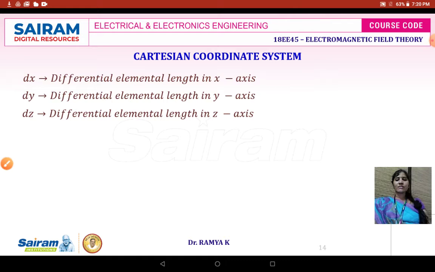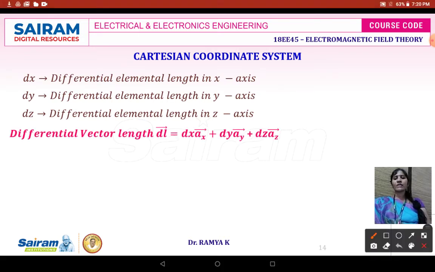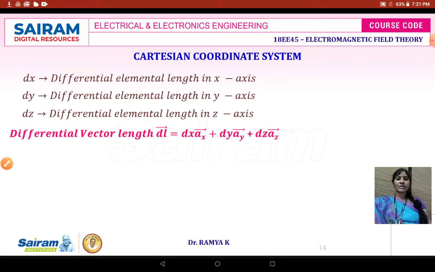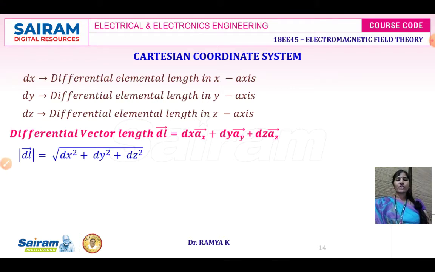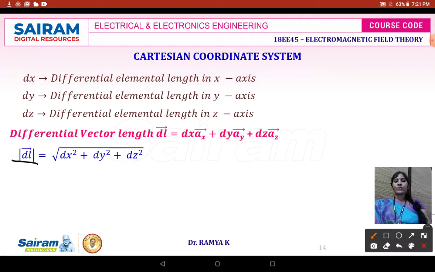For that, we are going to consider a differential elemental length along the x-axis, y-axis and z-axis. Therefore, the total differential vector length dl can be written as dx ax + dy ay + dz az, where dx, dy, dz are the differential elemental lengths along the x-axis, y-axis and z-axis. Ax, ay and az represent the unit vectors along the x-axis, y-axis and z-axis. To find the magnitude of this differential elemental length, we have |dl| equal to the root of dx square plus dy square plus dz square.